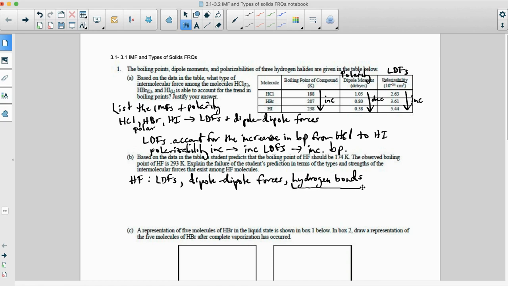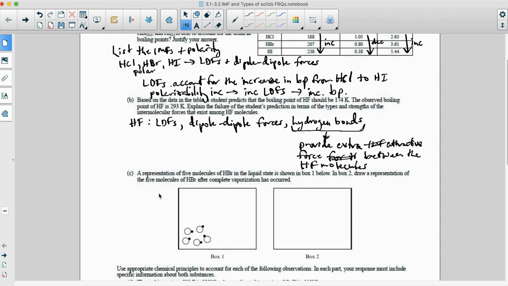Why is it that it does not have the boiling point predicted? These hydrogen bonds provide extra attraction. Extra IMF, attractive force. I guess we should really call it an attractive force rather than IMFs. Provide extra force between the HF molecules. And so because of the hydrogen bonding ability, it's going to be harder to boil HF, harder to separate the HF molecules because they've got this extra hydrogen bonding capability here.